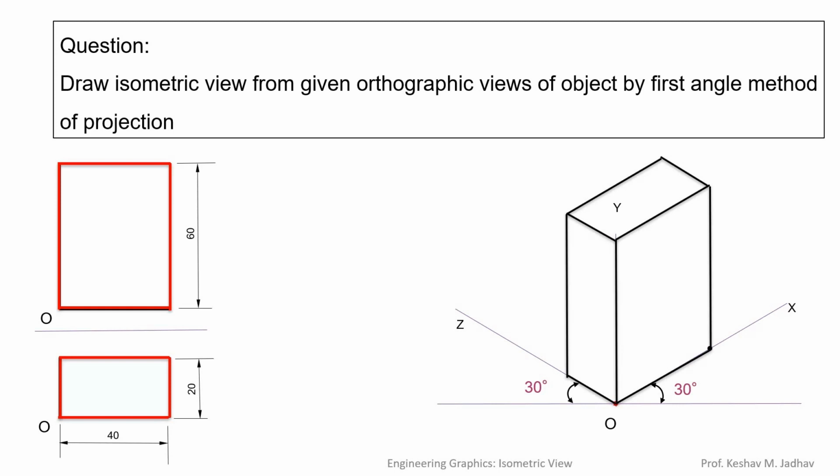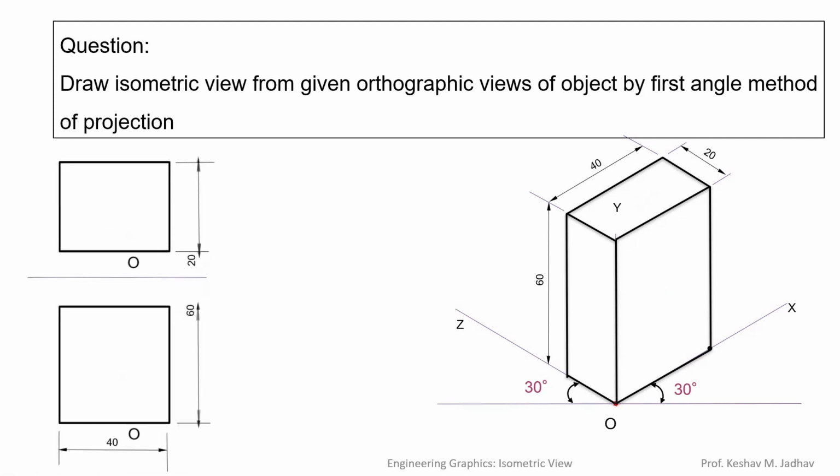Now we can give the dimensions for this isometric view. So this vertical length is 60 mm. Then this length is 40 mm. Then this length is 20 mm. So we can give the dimensions accordingly. So this front view is on the right side of point O. So here we have got the front view which is on the xy plane, and here is the top view which is in the xz plane. Now let us take another example.